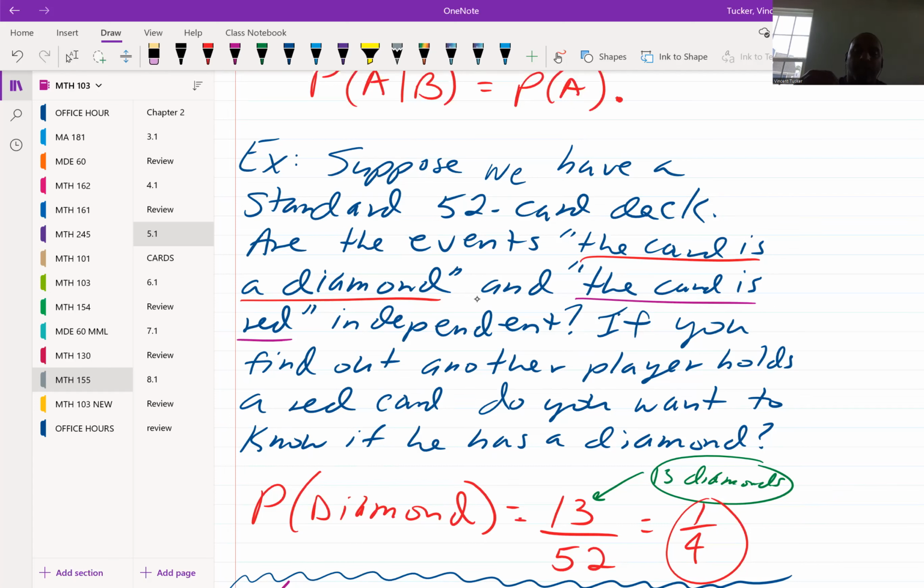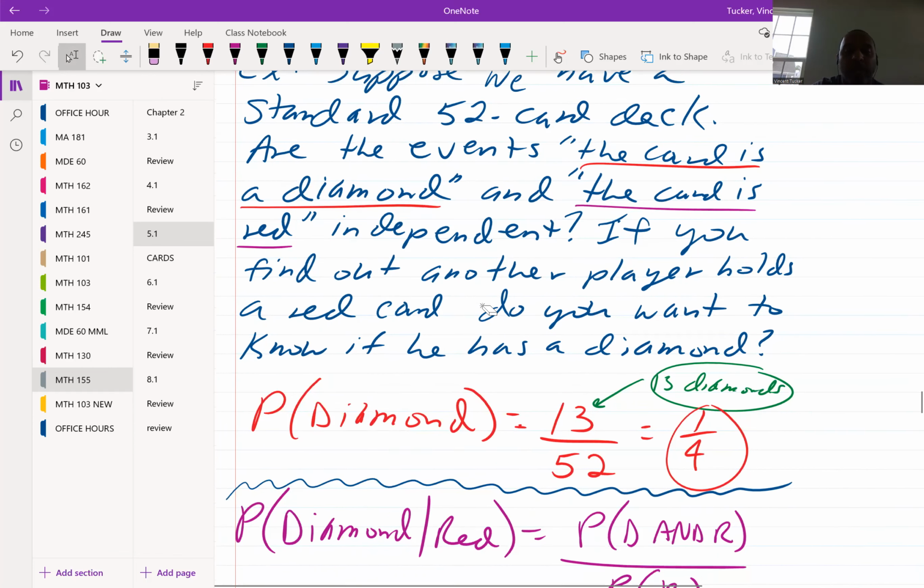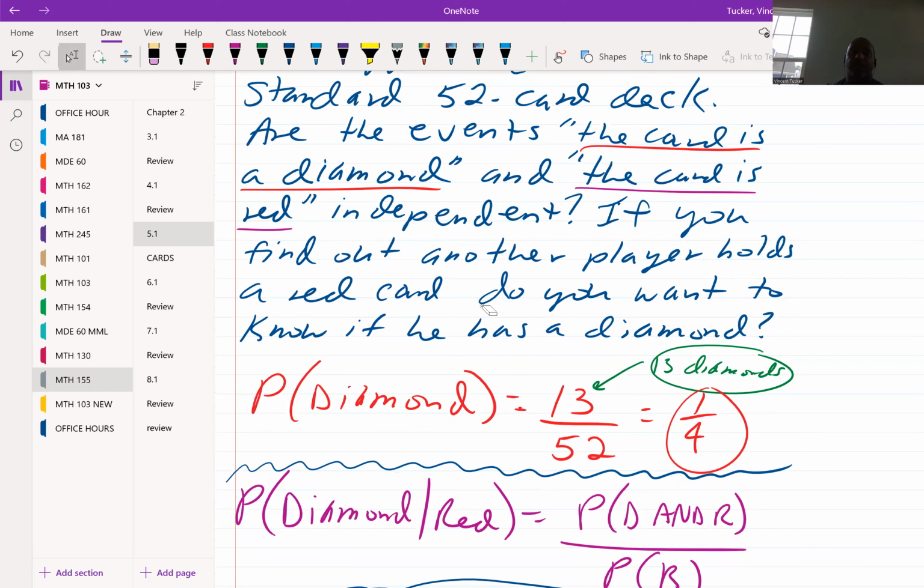So once again, we'll check the next probability. If it doesn't matter, then it'll end up being 1/4. If they're independent, it'll end up being 1/4. That means the probability doesn't matter, and you wouldn't need to know if the card was red. So now we're looking at the probability that the card is a diamond, given that it's red.